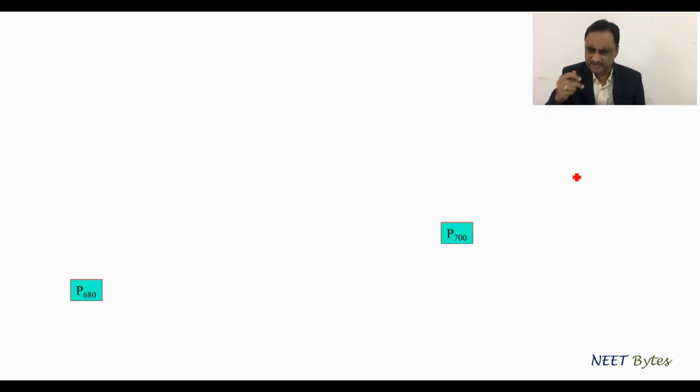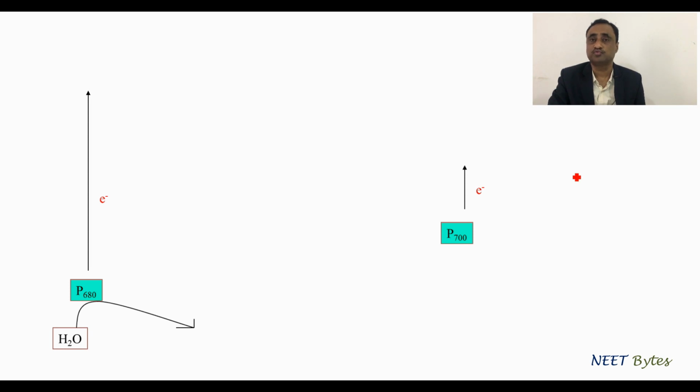Okay, let's see what the sequence of events is during the non-cyclic electron transport. Right now you can see there are two photosystems, P700 and P680. Under photo excitation, what happens? They will lose an electron, right? But in case of photosystem 2, the electron is compensated by water, as you can see there. As a result of photolysis, electrons will be formed and will finally go to PS2, and thereby the loss of electrons is compensated over here.